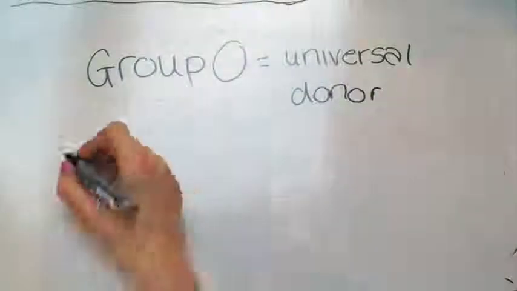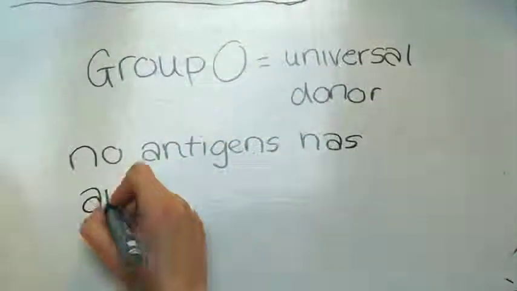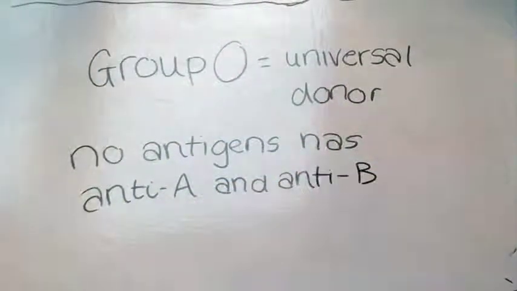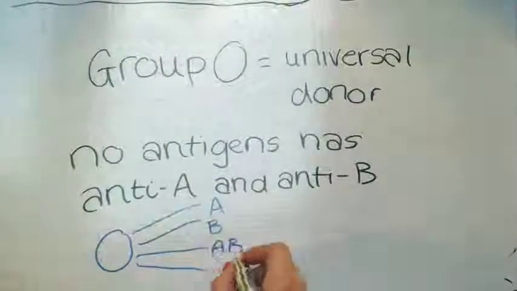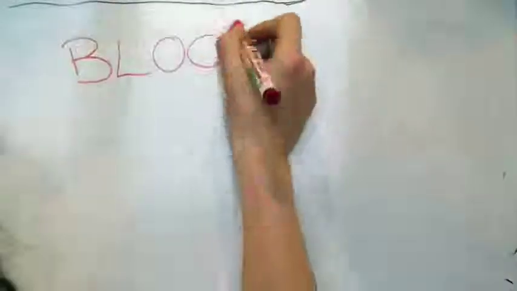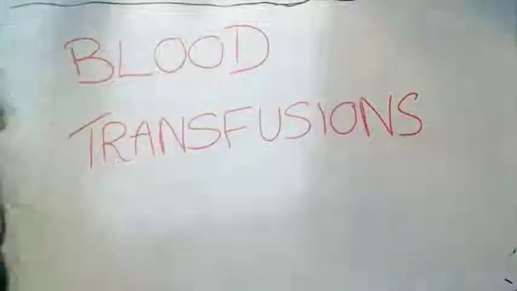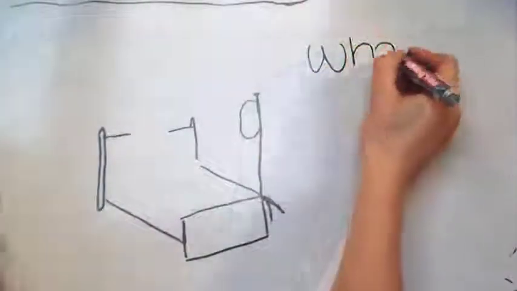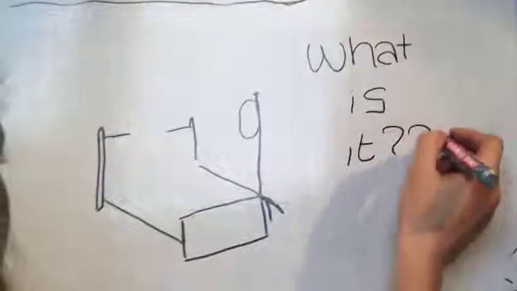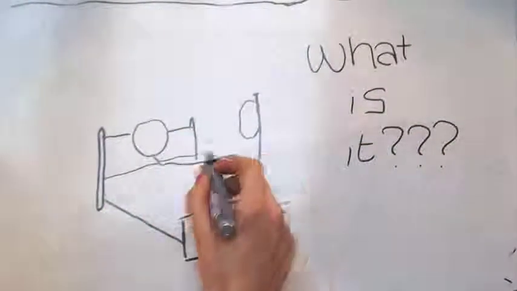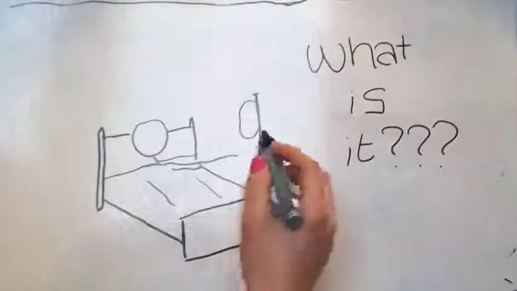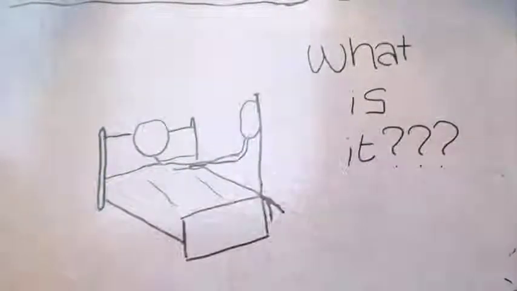And for Group O, there are no antigens and it has both anti-A and anti-B in the plasma, making it a universal donor. This means it can donate red blood cells to any of the different blood types. Blood transfusions. What is it? A blood transfusion is a simple procedure in which blood is passed through a small tube called an IV line and enters the body through a little needle that's inserted into a vein.